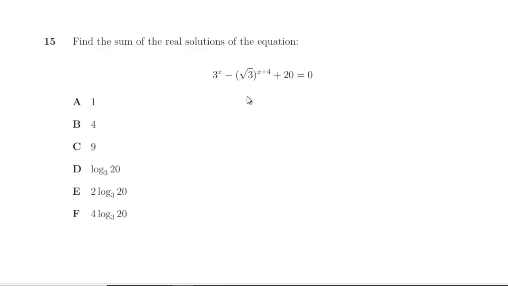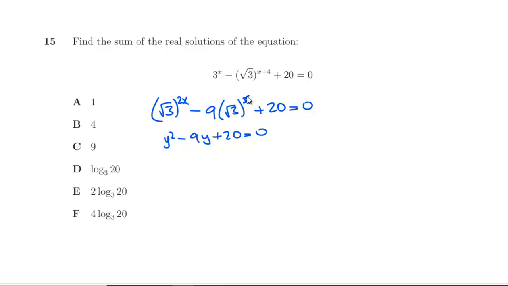So this looks like a quadratic in root 3, doesn't it? So we've got root 3 to the 2x, then root 3 to the x, rather than just root 3. Then we've got a minus, so root 3 to the 4 will give us a 9, and then a root 3 to the x, then a plus 20 is 0. So that's like saying y squared minus 9y plus 20 is 0.